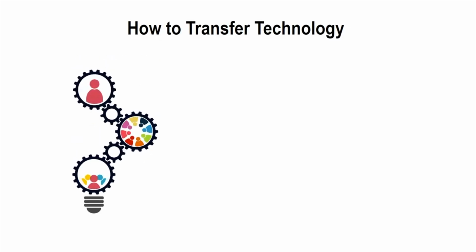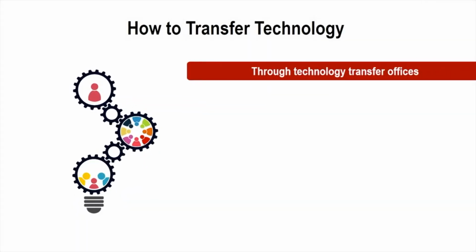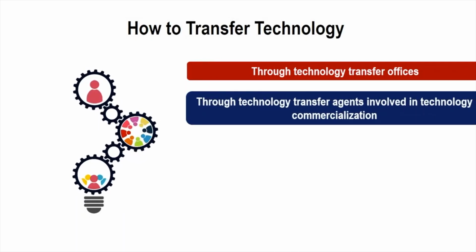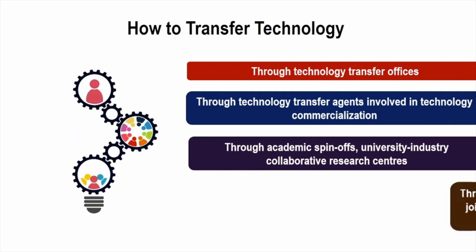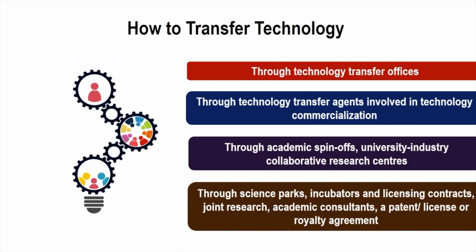Now, the next question is how to transfer this technology which has been developed inside the university to an enterprise or to some other party. There are several ways in which you can transfer the technology which you have produced inside your university. These different ways are through technology transfer offices. We have various technology transfer agents who are involved in this technology commercialization, through academic spin-offs, through university industry collaborative research centers, and if you are aware, we have various science parks, incubators and licensing contracts which help in transfer of technology from the university to the market. Then we can go for various joint research, some academic consultants, maybe a patent or a license, or we can have some royalty agreement for the transfer of this technology.